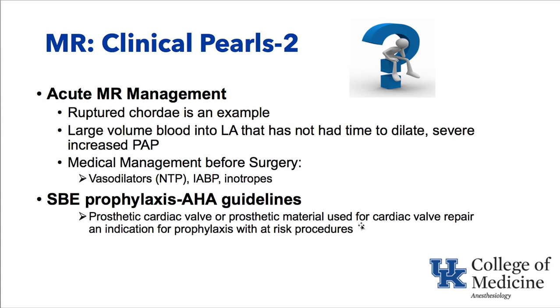Some pearls continued. If you have acute MR, such as a ruptured chordae, patients in the ED with myocardial infarction and a ruptured chordae, a large amount of blood is going back into the left atrium, they haven't had time to dilate, and their pulmonary artery pressures go up dramatically. What you can do is drop their SVR, vascular resistance, with a drug like nitroprusside, to make more go forward than backwards. You can put in a balloon pump, and you can add inotropes to support them until you can get them to the operating room. So that's called medical management of acute mitral regurgitation.